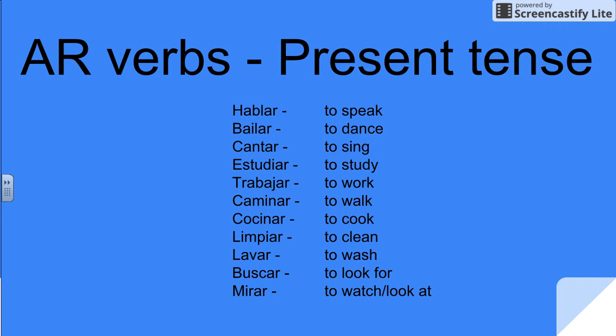study, trabajar, to work, caminar, to walk, cocinar, to cook, limpiar, to clean, lavar, to wash, buscar, to look for, mirar, to watch or to look at. In each case, the infinitive in Spanish is one word, hablar, while in English it's represented by the "to" and then the verb form. We're going to learn how to work with these today by conjugating them to make them work with each individual pronoun.